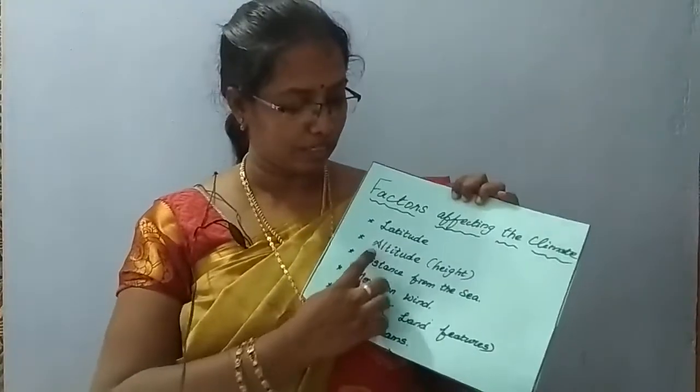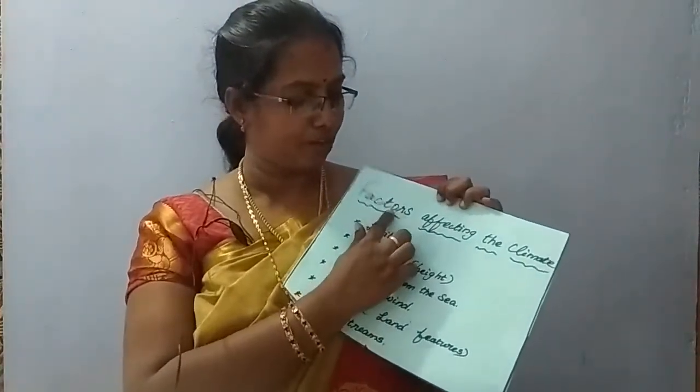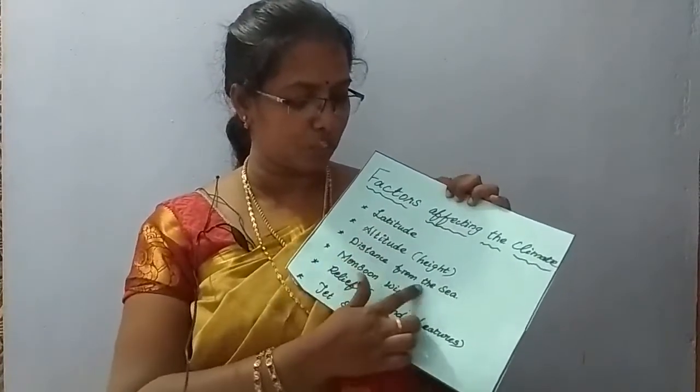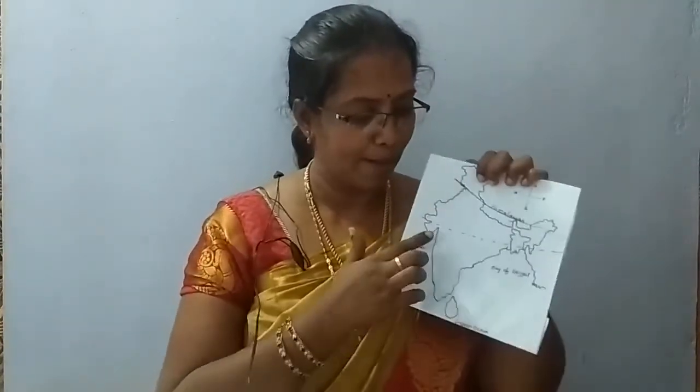Then the next one, distance from the sea, students. This is the third one among the factors affecting the climate: distance from the sea. What are the things given in this? This distance from the sea not only affects the climate of India, but also affects the amount of rainfall. How is it possible? In the map you can check it.